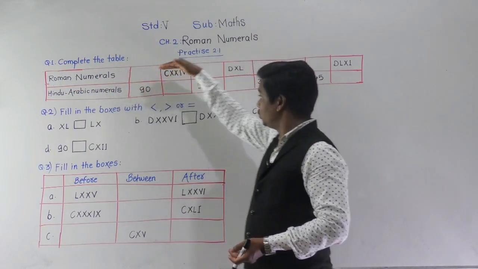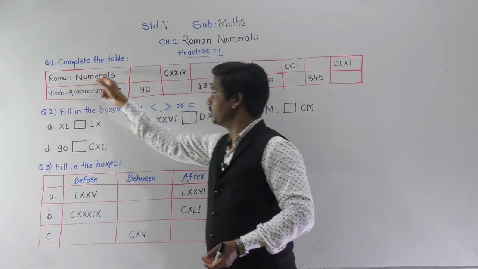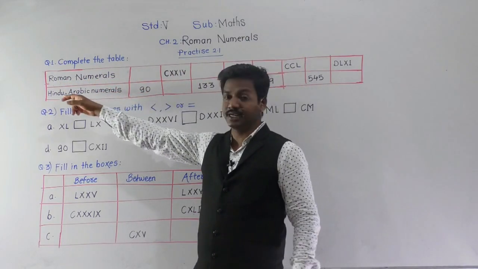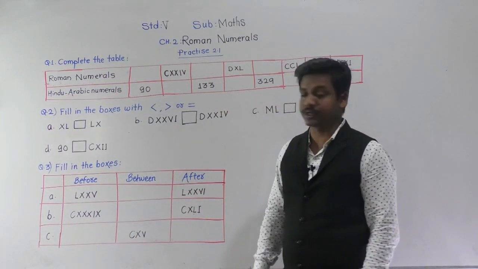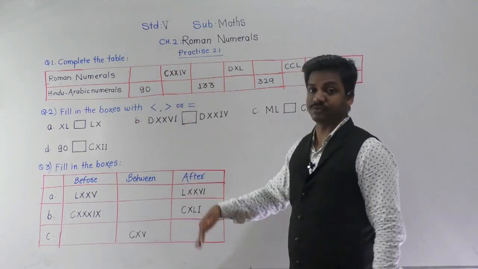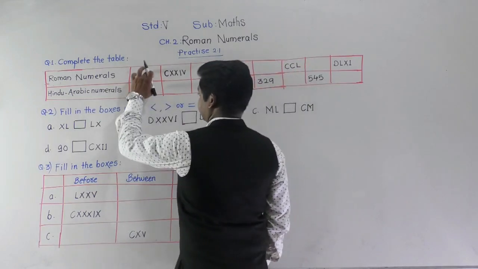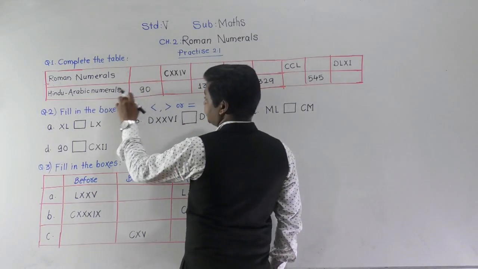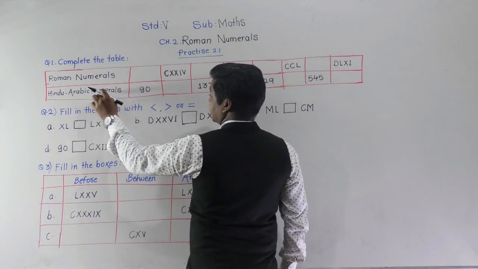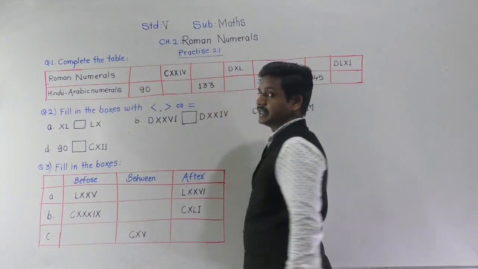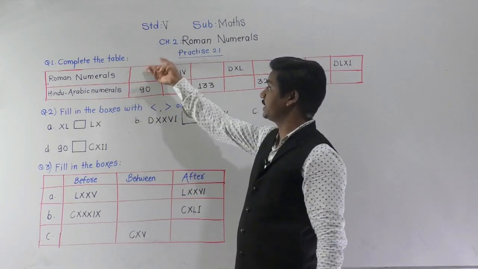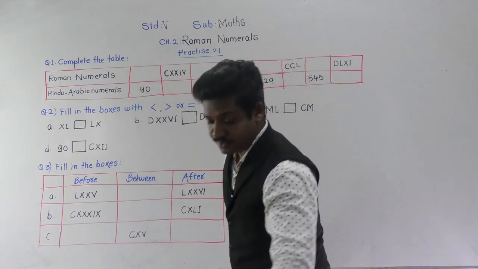See, two rows are there. First row is of Roman numerals and second row is of Hindu Arabic numerals, okay? And there are some blanks, we have to fill those blanks. So see, in the first column, in Hindu Arabic numerals, the number given is 90, okay? And we have to write Roman numerals for it.